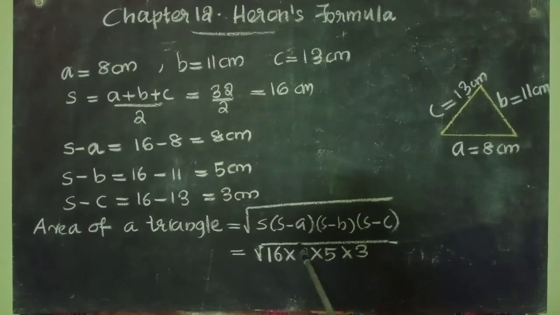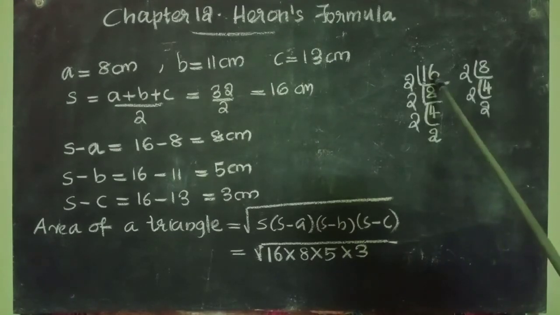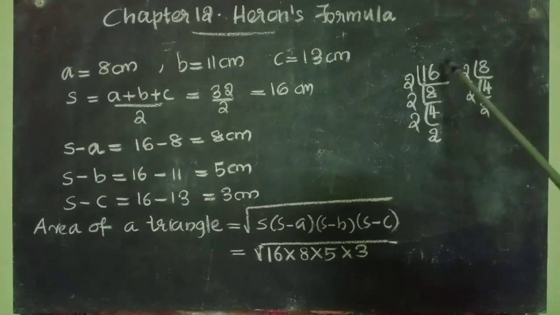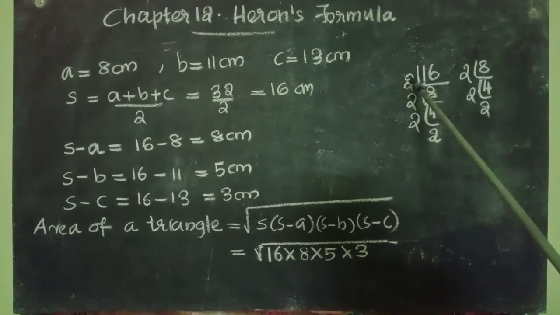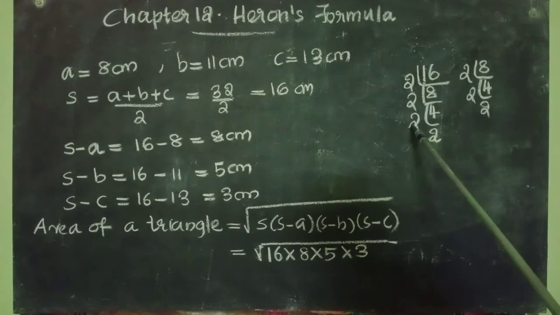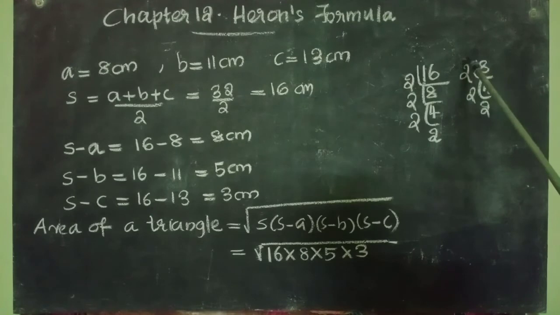This 16 and 8 we can factorize. So the prime factorization of 16 and 8 I have written here. 16 divided by 2, 8 divided by 2, 4 divided by 2, 2. So 16 equal to 2 into 2 into 2 into 2. Then 8 divided by 2, 4 divided by 2, 2. So 8 equal to 2 into 2 into 2.